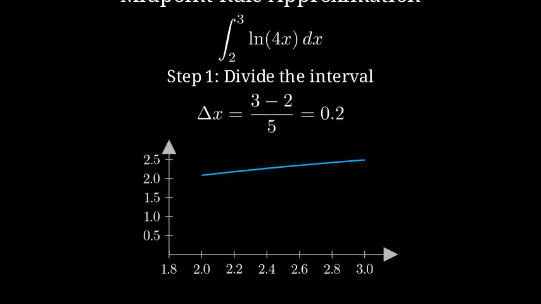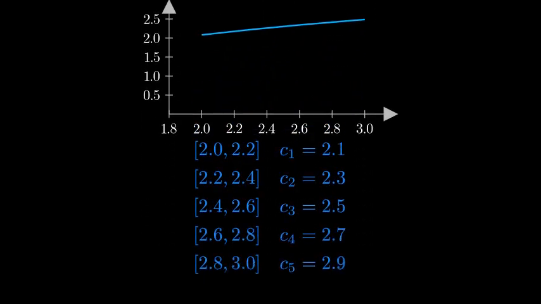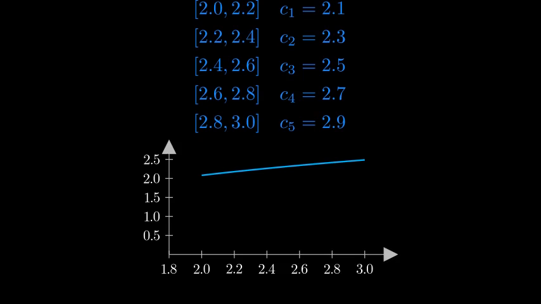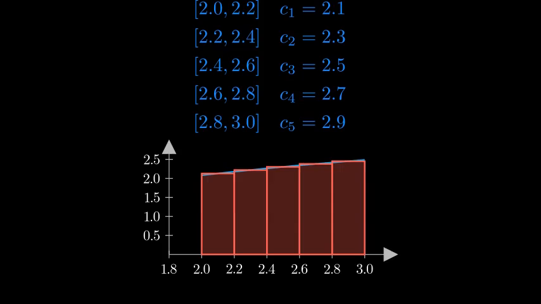Step 2. Here are the subintervals and their midpoints. We will use the midpoints C1 through C5. Step 3. The midpoint rule uses rectangles whose heights are the function values at the midpoints. Let's draw the 5 rectangles.